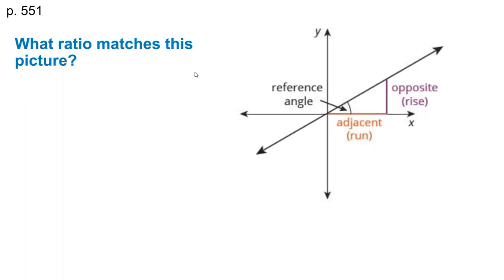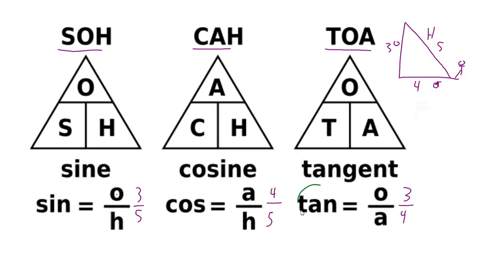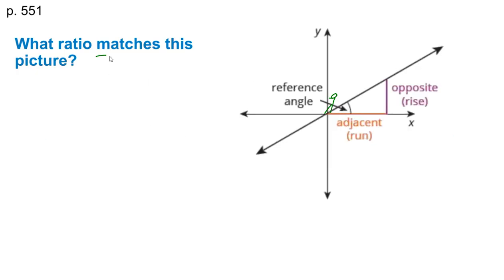Okay, which ratio matches this picture? So if I'm standing right here, I have my opposite and adjacent. So I can go back to this and say, oh, opposite and adjacent, that's tangent. So I would write tangent.